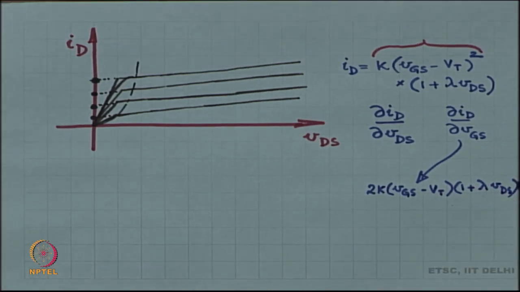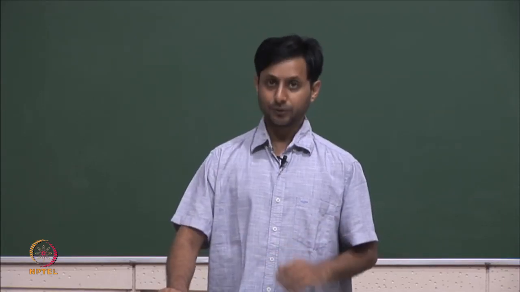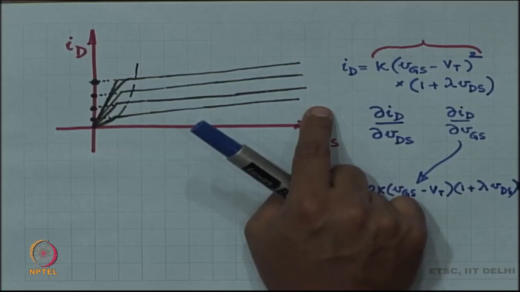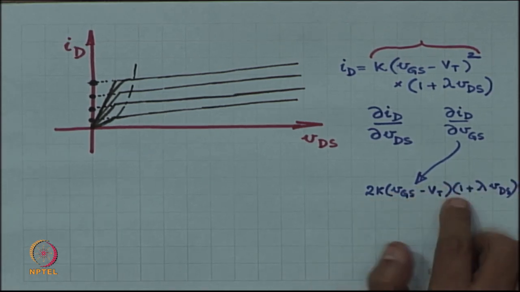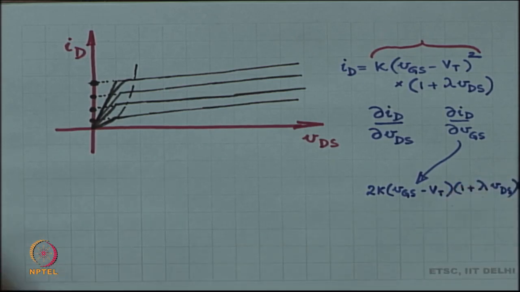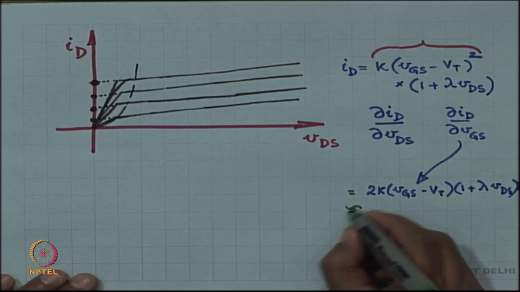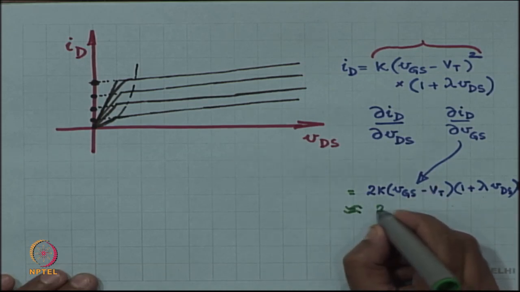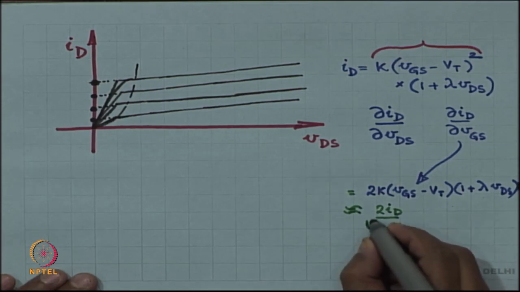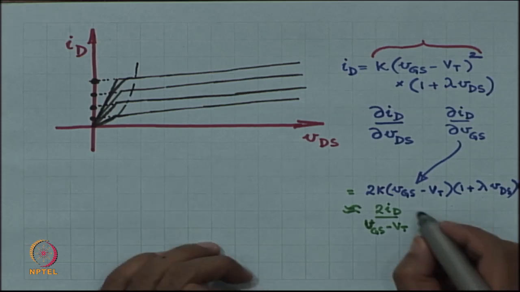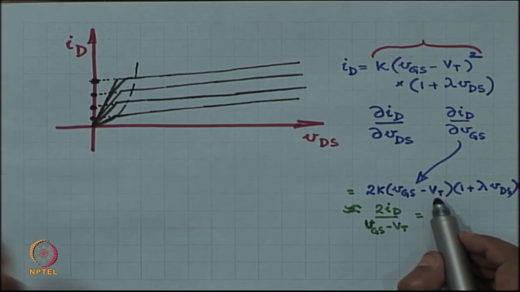Okay. And over here, if lambda happens to be a small number, and lambda should be a small number, right. Lambda is related to the slope of this flat portion of the graph, so that should generally be a small number. So, if lambda is a small number, then this is nothing but 2K times VGS minus VT, that is, 2 ID by VGS minus VT. Okay. You could also say that VGS minus VT is the square root of ID by K.